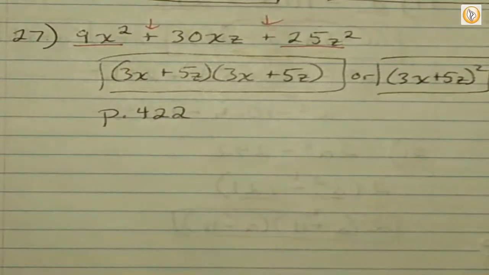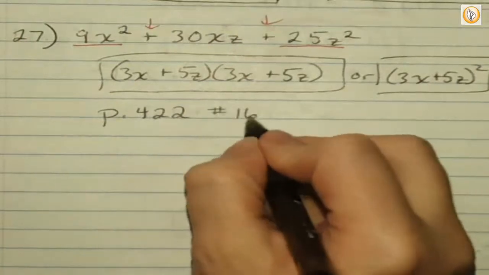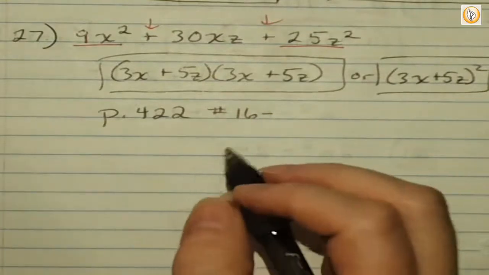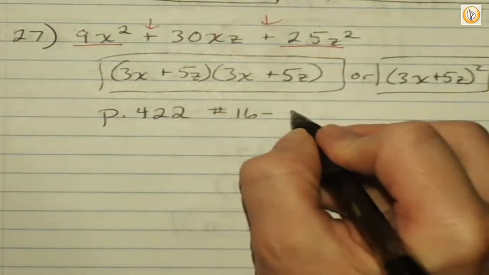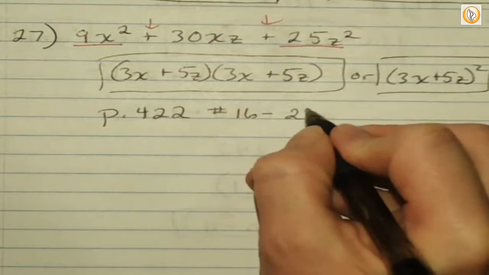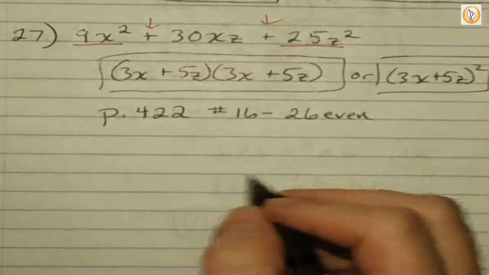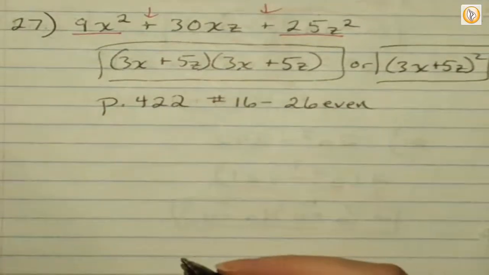Make sure you check to take anything out that you need to. All right, you're going to do 16 through 26 even. That's doable. That's 6 problems. Y'all can handle that.